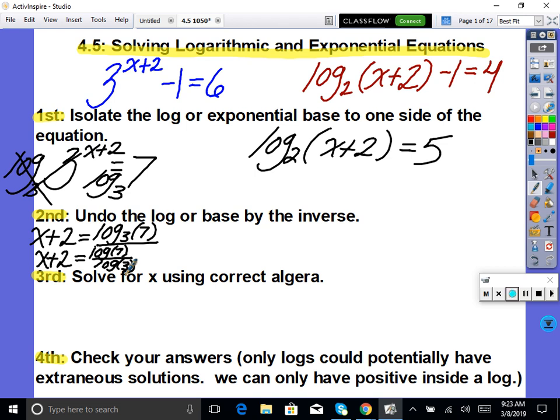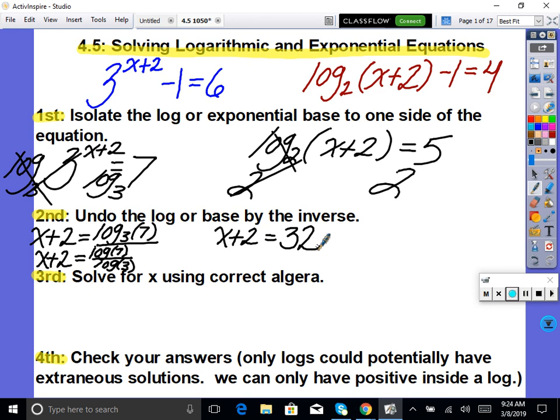So how do we undo log base 2? Base 2 both sides of the equation. Log base 2 and base 2 cancel out. So we have x plus 2 is equal to, that's not 2 times 5. That is base 2 raised to the 5th power, which is 32.